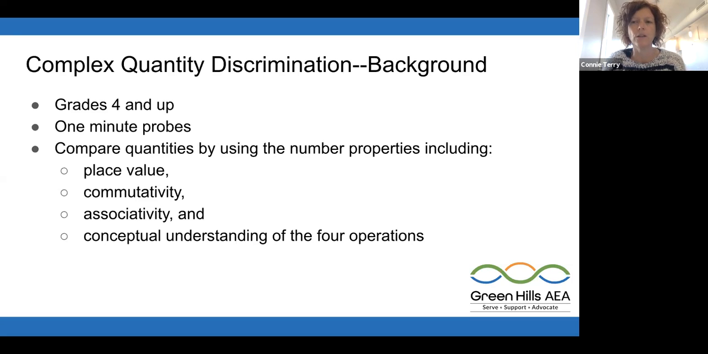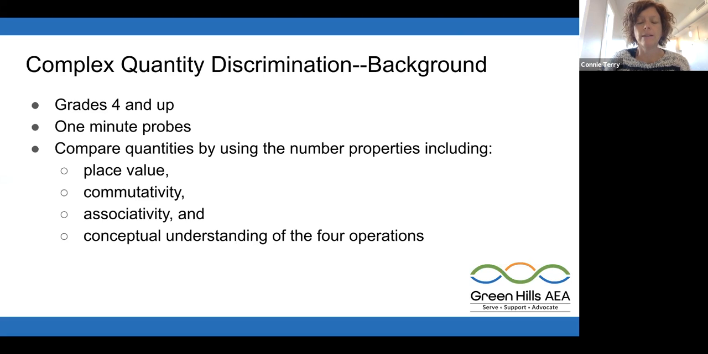Complex quantity discrimination will look a little more complex. It will take on some other concepts, not just the number's value. So we think it could be used in 4th grade up. 4th grade would probably be in a general education setting. So if you were doing maybe class-wide intervention or a tier 2 intervention, that might be appropriate. For special education, it's probably more likely to be used in 5th grade on up. But you'll be able to tell by the content if it's a fit for your kids. It's a 1-minute probe. It is expected to be timed.